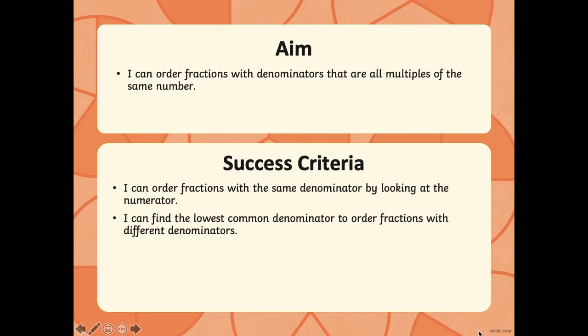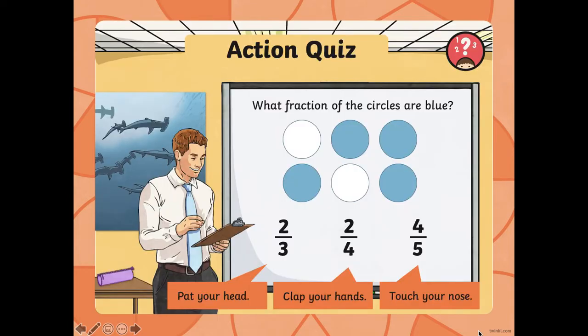So remember our aim: ordering fractions with denominators that are multiples of the same number. Okay? Let's start off just getting our heads together. What fraction of the circle is blue? Is it 2/3, 2/4, or 4/5?